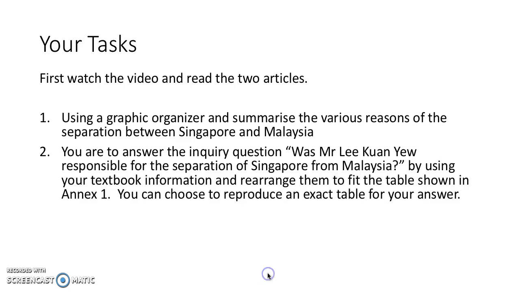The second thing that you will need to do is to answer the question. You have been given the table, Annex 1, and you can choose to write down all the answers in Annex 1 on the second page of your worksheet, or you can choose to reproduce it. It's up to you. You can type it out, or print it out and write down your notes on it. You're supposed to use your textbook information and rearrange it to fit into the table as shown. Later, I will demonstrate how it is to be done.